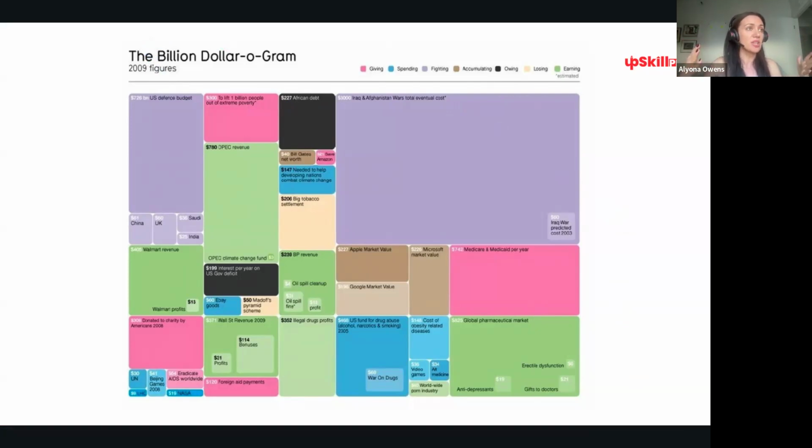So I already gave you a hint that this is not correct information, but there's a lot of interesting points here. It says the $1 billion 2009 figures. This is their giving. This is their spending. This is fighting. This color is accumulating, owing, losing, and earning. And there's a little star saying estimated. So first of all, there's a bunch of different things that are wrong with it. I want you to look at it and identify what you think it is. What are your thoughts? What are the good things and what are the bad things?